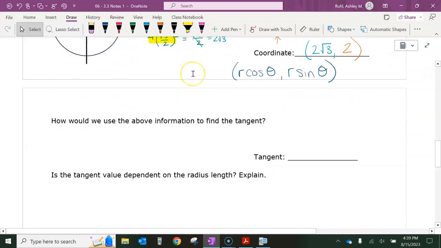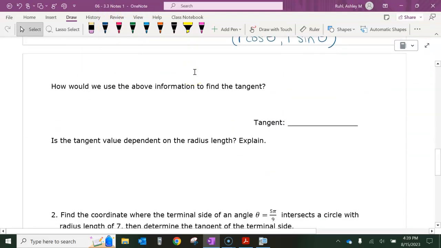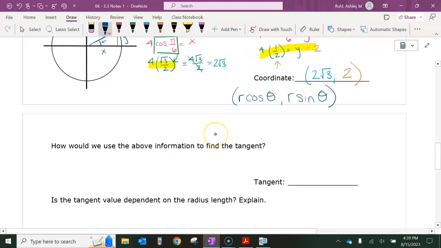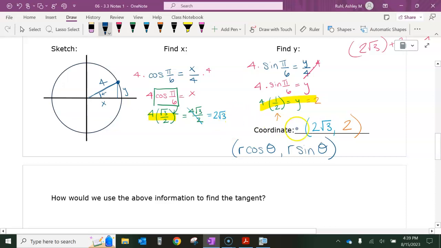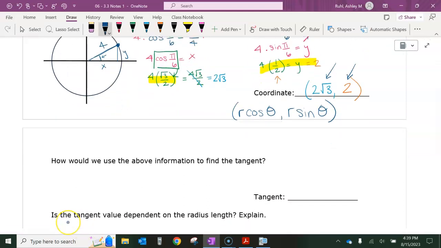All right, so let's scroll on down. How would we use the above information to find the tangent? So if we go back to this and look, I have this coordinate point of 2√3 and 2, where this one right here is my opposite, and this one is my adjacent. So to do tangent, it's y over x, right? So what I'm going to do here to find my tangent, that would be 2 divided by 2 square root 3.